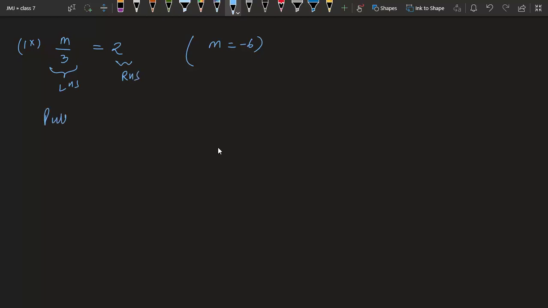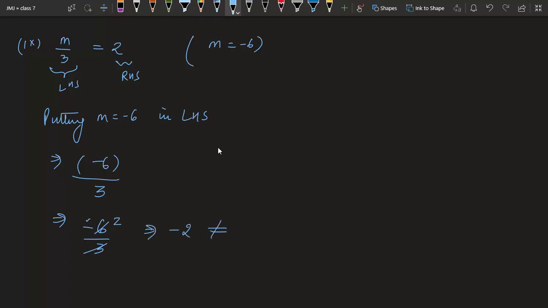So putting m is equal to minus 6 in the left hand side, what will we get? Again, whenever we put a new value, we should always put in a bracket so that we can see the after effects of signs. So minus 6 upon 3 we have. If you open the bracket, negative will remain, and if you cut this, you get 3 2s are 6 and minus is already there. So answer is minus 2, which is not equal to right hand side. So we can say this is not a solution of given equation.